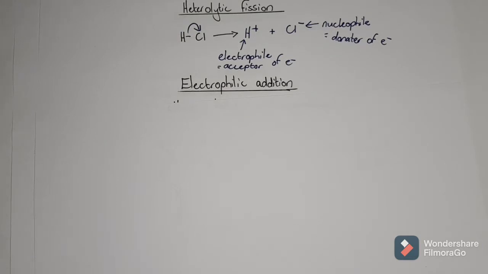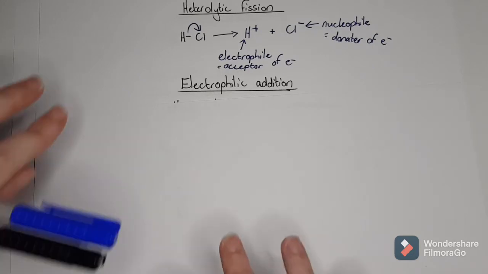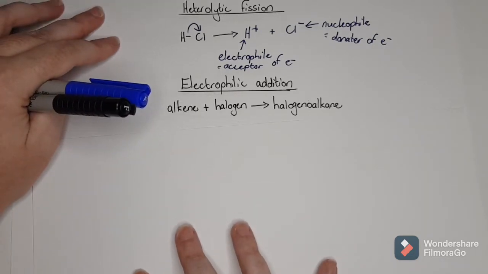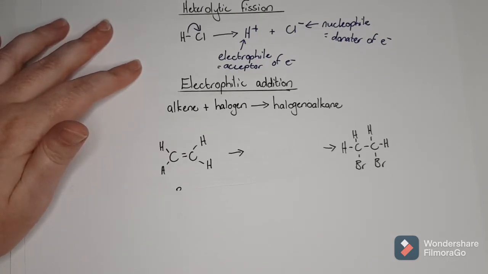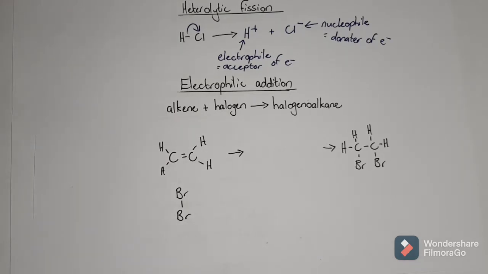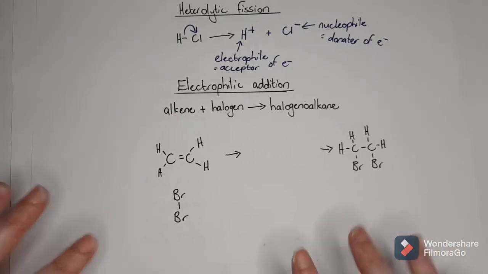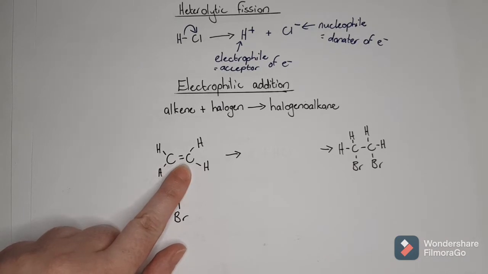So we have electrophilic addition. I am going to add something. So I have an alkene with a halogen will make a halogen alkane. So I'm adding because the alkene has a double bond. So I'm going to break the double bond and I'm going to add the halogen to it, and it follows electrophilic. So if I look at my mechanism, I have an alkene with a double bond.